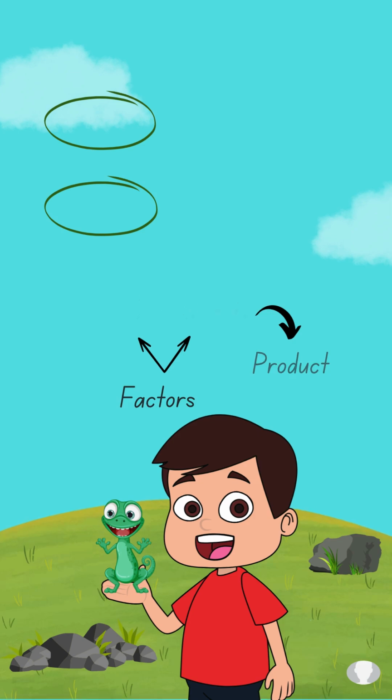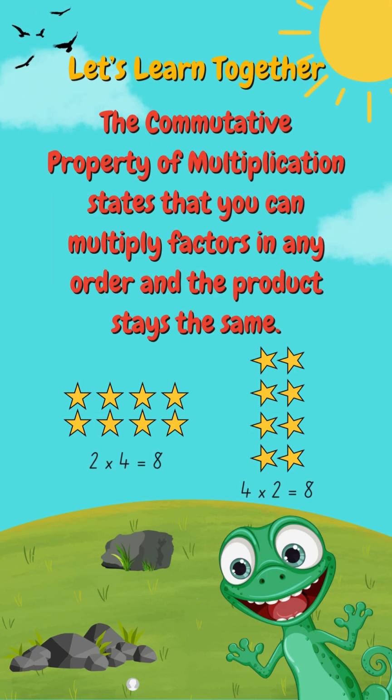Great job. Okay, math friends, let's learn something cool together. The commutative property in math means that when you're adding or multiplying, you can switch the order of the numbers and you still get the same answer. Let's try it with multiplication.